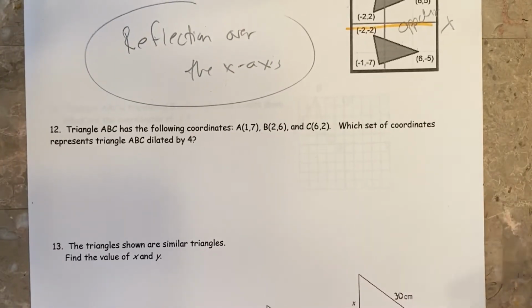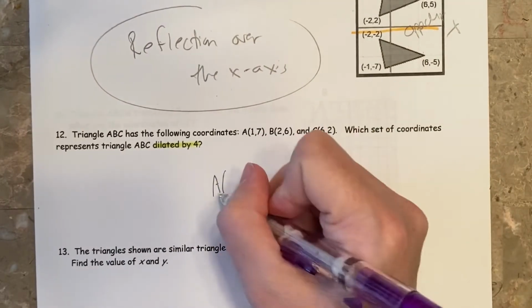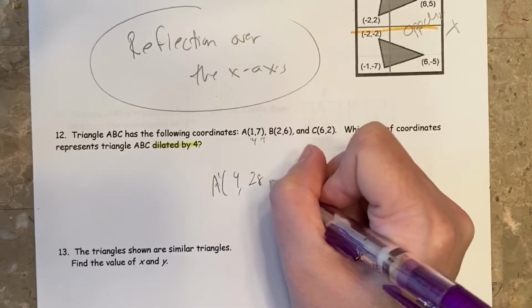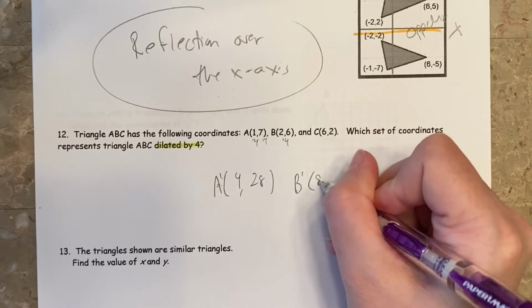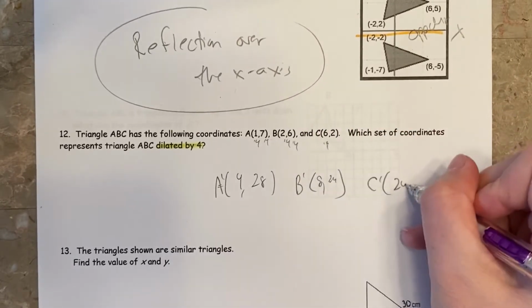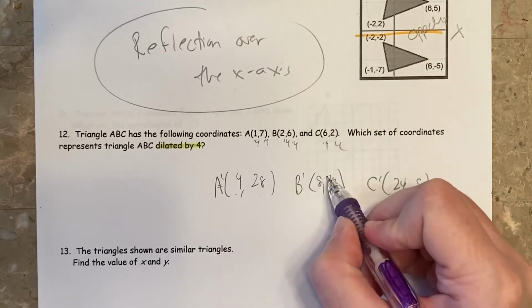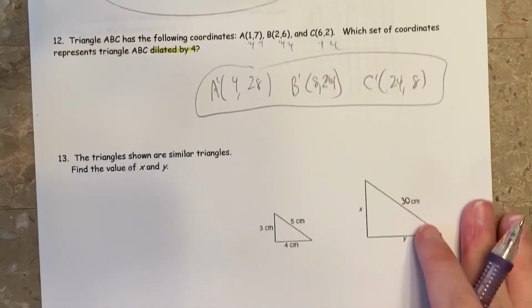All right, number 12, looks like we're doing another dilation. So that's simply multiplying by 4. 1 times 4 is 4. 7 times 4 is 28. So A prime is (4, 28). B prime, 2 times 4 is 8, 6 times 4 is 24. C prime, 6 times 4 is 24, 2 times 4 is 8. So (4, 28), (8, 24), and (24, 8), and you got that question correct.